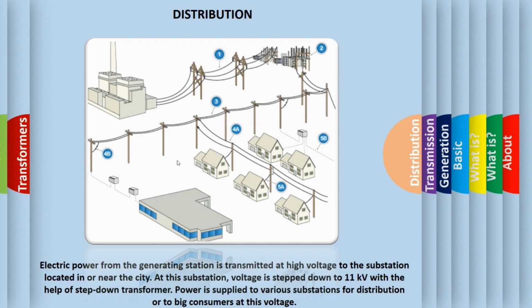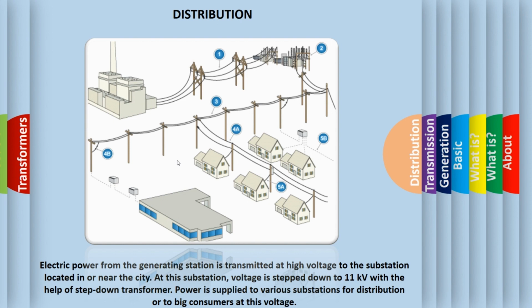Distribution. Electric power from the generating station is transmitted at a high voltage to a substation located in or near the city. At this substation, voltage is stepped down to 11,000 volts with the help of step-down transformers. Power is supplied to various substations for distribution, or to big consumers, at this voltage.